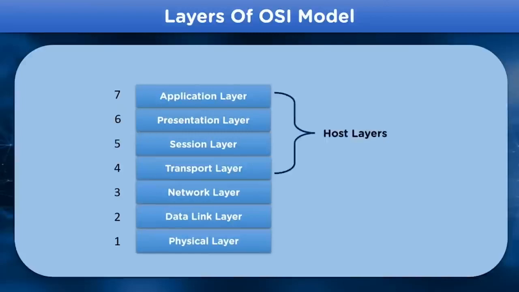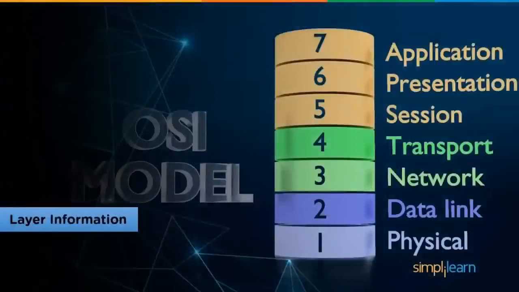The upper 4 layers in the OSI model represent the host layers. That is, they interact with the application-related issues when the data is transmitted over the communication channel, whereas the lower layers are termed network layers. They specifically deal with the transmission-related steps for the data over the network channel. Let's take a look at some information in regard to the layers.